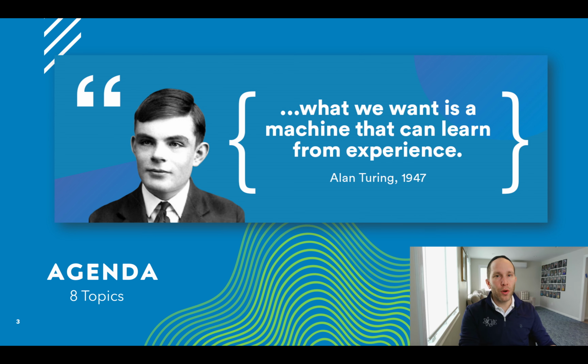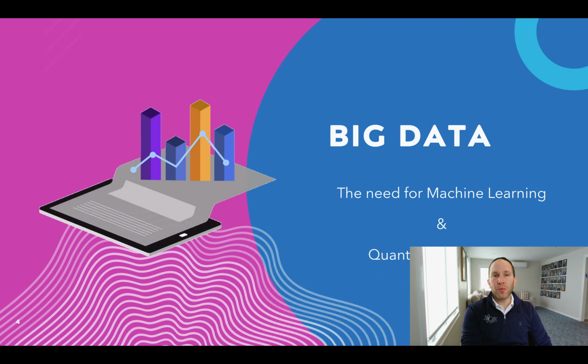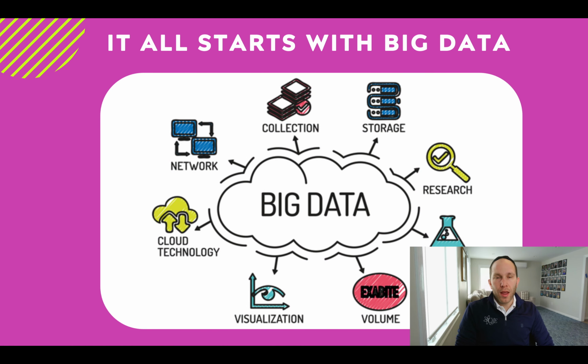So let's see. We're going to go through 8 different topics of machine learning. Okay? First thing we're going to talk about is big data. Machine learning only came about, or the need came about, after humans started gathering large data sets.